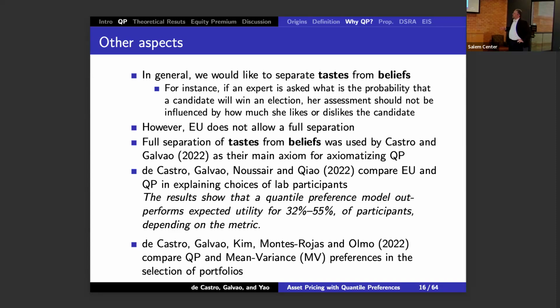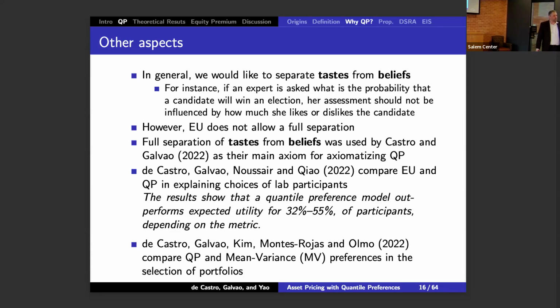We have done two papers on experiments and put people in the laboratory. And this, I have to confess, surprised me because I didn't expect people to actually behave as quantile maximizers. My co-authors came in and said, look, depending on how you count, you have a bunch of choices. Some will be classified as speculative, some as quantile maximized, because some people will make mistakes. Depending on how you handle mistakes, you can get from 32 to 55% of people being quantile maximized instead of speculative maximized.